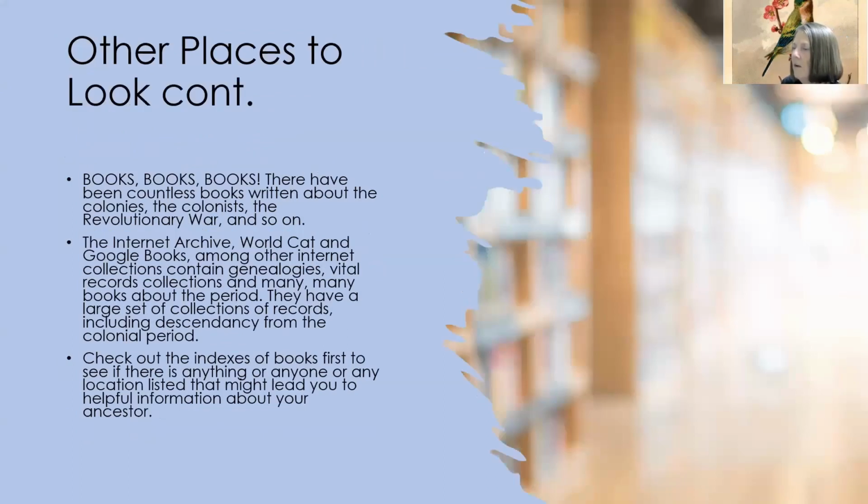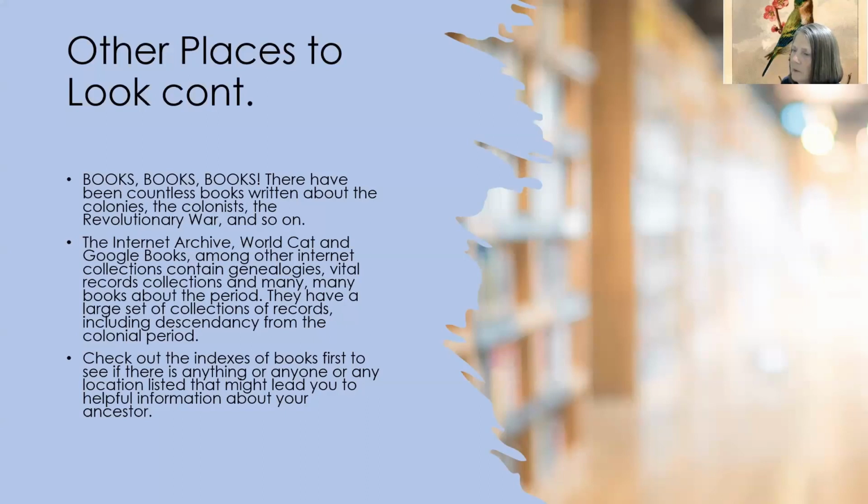And then another place to look, of course, is books. There are countless books written about the colonies. You could have a whole library full of them about the colonies, the colonists, the war, the rebellions, all the things. So just look in those books and look at their indexes. Find anything or anyone or any location listed there that might lead you to any helpful information about your ancestor and your family.